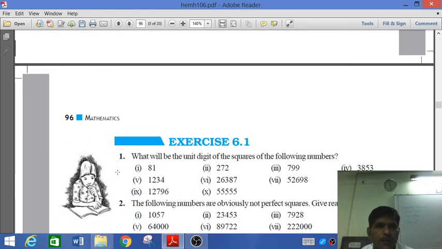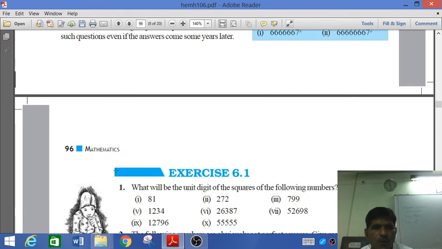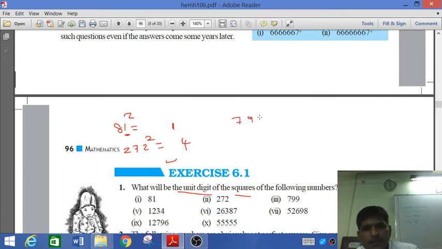Now the important exercise starts. So first question: what will be the unit digit of the square of the following? Now 81 square. Always the unit digit is 1. So the answer is the unit place is 1. Here 272. The question is 272. So 2 square, unit is 4. 799 square. So 9 square is 81. So the unit place is 1.